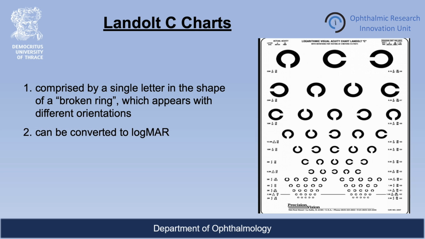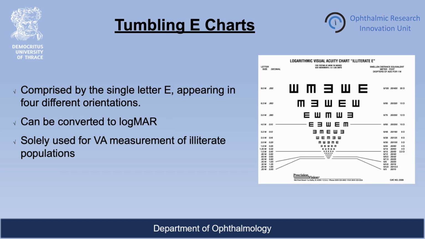Landolt-C charts were created by Landolt in 1888 and were comprised of a single letter in the shape of a broken ring, which appears with different orientations. Tumbling E charts were first introduced by Taylor, and were comprised of the single letter E, appearing in 4 different orientations. This visual chart was created solely for the visual acuity measurement of illiterate populations. Both Landolt-C and Tumbling E charts can be converted to the logMAR formula.